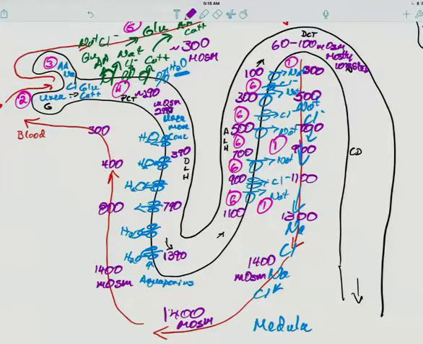Now, if we were living in an environment with tons and tons of water, we wouldn't care. Amphibians don't bother with this, okay? So yeah, the whole loop of Henle, all this stuff is to recover this water, okay? And we could recover the salt just in a longer proximal convoluted tubule.